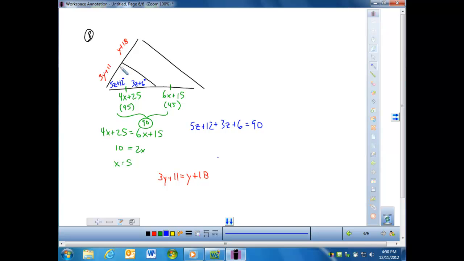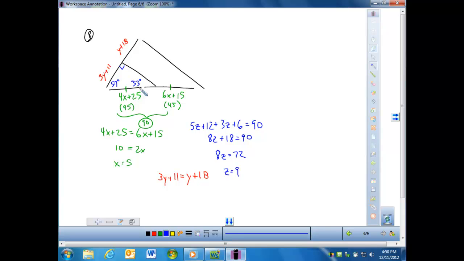Since I know that's also a perpendicular bisector, if it's perpendicular, that means it forms a right angle. That's 90 degrees. So the other two angles have to add up to 90 degrees. And when I solve that, I get z equals 9. Plugging that back in, I get that angle right there being 57 degrees, and that angle right there being 33 degrees. Remember, again, the three angles of that triangle have to add up to 180 degrees.